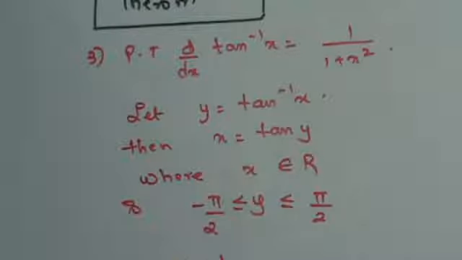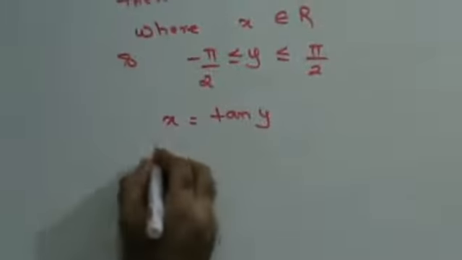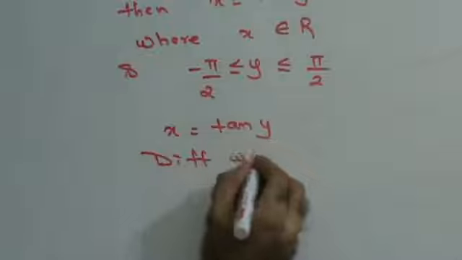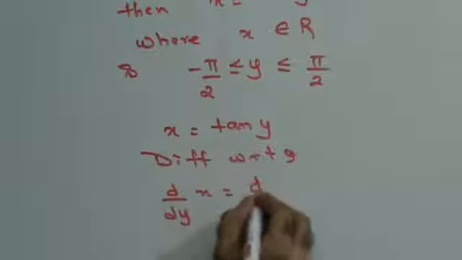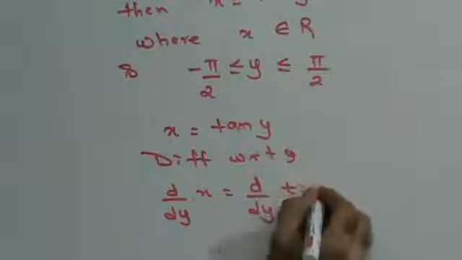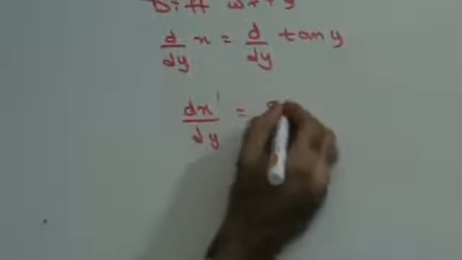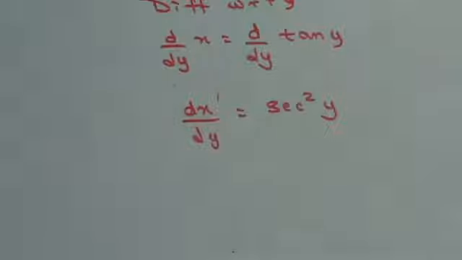Now let's see this. x is equal to tan y. Differentiate with respect to y. So you will get d by dy of x is d by dy of tan y. So you will get dx by dy. d by dy of tan y is nothing but sec square y.